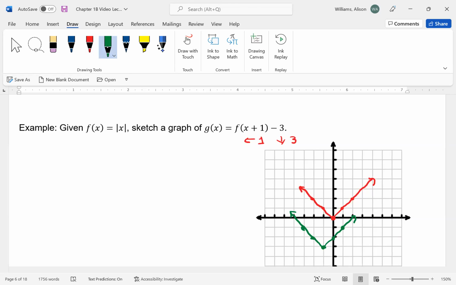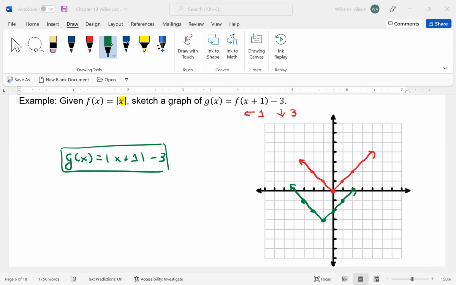By the way, if I write this function as an equation, it would just be absolute value of x + 1, - 3. Basically plugging in the x + 1 in for x in the original f of x function here. So plugging it into here, and then I'm subtracting 3 from the outside. So that's how the new equation looks.